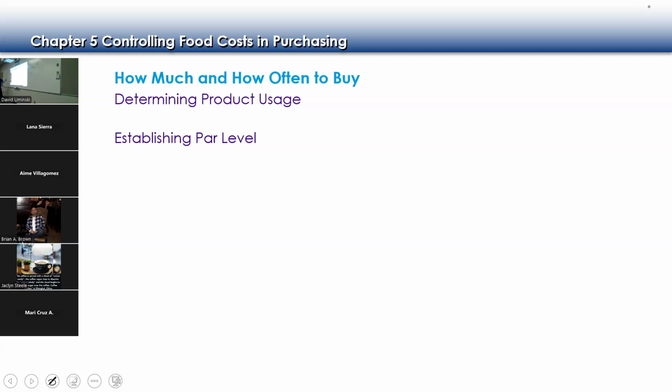Okay, so when we want to look at our par, if our product usage is the same every single day, we can simply multiply. I think this is letter A. Okay. If our daily usage is different from one day to the next, then we have to add. So let's take a look at our chicken.